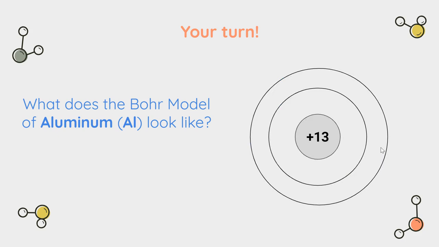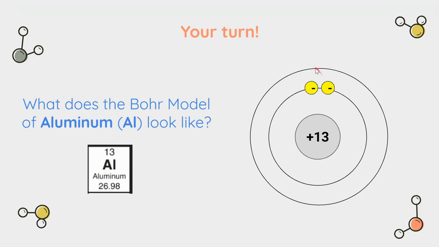Well, here's a template for you, and here's the periodic table entry. Go ahead and draw a Bohr model of aluminum, and you may need more or less rings than are shown. All right, for aluminum, we have 13 electrons, so let's start placing them.